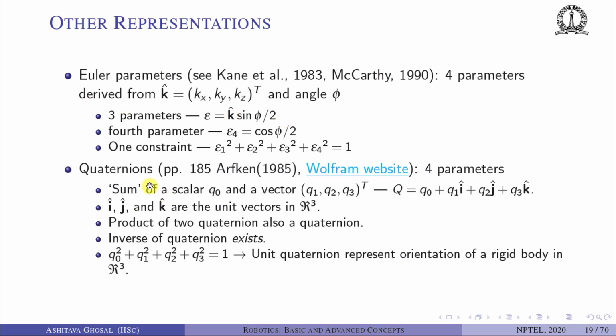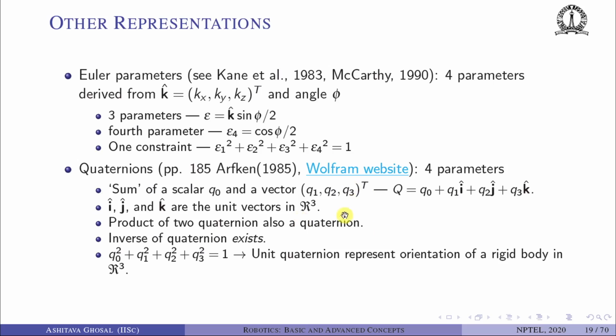We can also have something called quaternions. You can look at this book by Altmann. This is also 4 parameters. These are typically labeled as q1, q2, q3, which is a vector, and a scalar q0. So it is, in some sense, the sum of a scalar and a vector. It is neither a scalar nor a vector, but it is often written as Q0 plus Q1 i plus Q2 j plus Q3 k, where i, j, and k are the unit vectors along the x, y, and z axis.